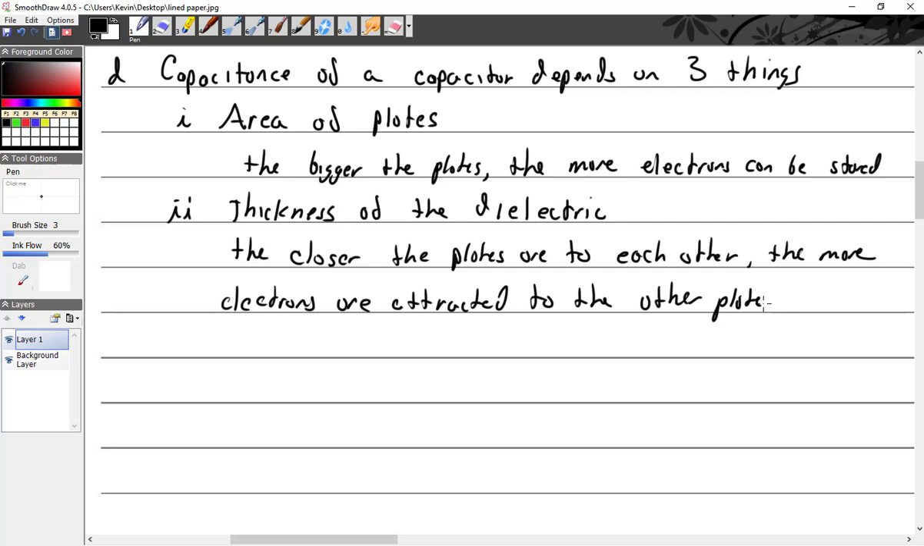All right. 3 things. I wonder what the third could be. Shout it out, bud. Scream it to the sky. Frequency. Not yet. Dielectric material.